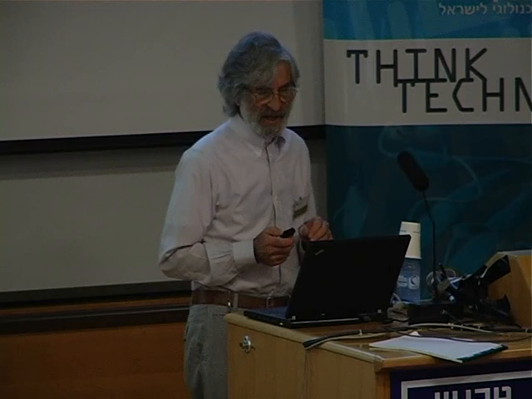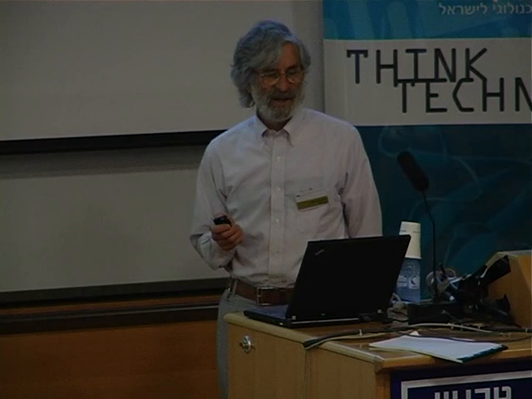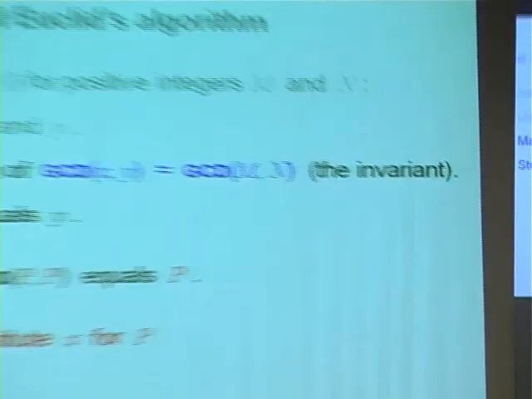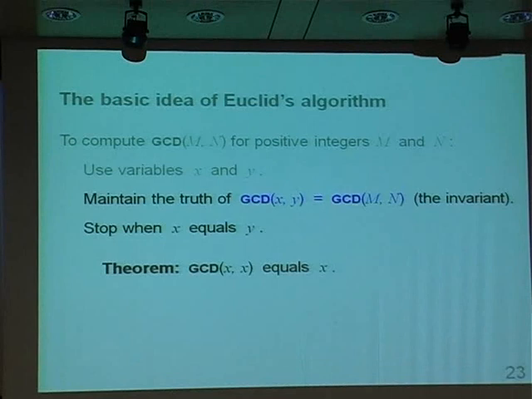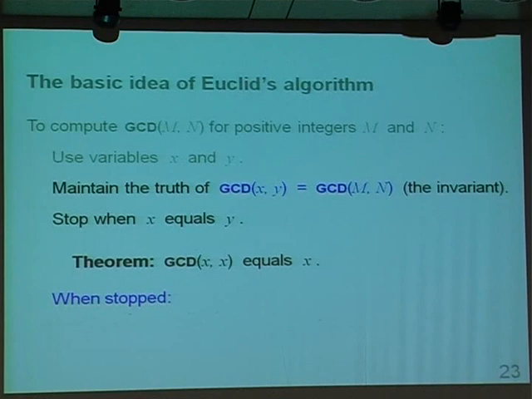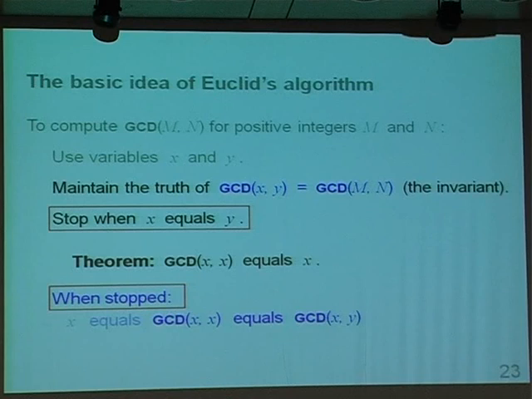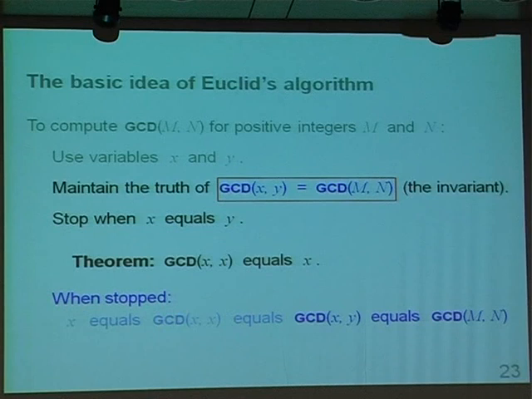And we're then going to stop when X equals Y. Now remember the theorem that says that the GCD of P and P equals P. Well, we can substitute X for P. It's a nice thing about mathematics, you substitute. GCD of X and X equals X. So when the algorithm is stopped, X equals the GCD of X and X by the theorem. And when stopped, X is equal to Y, therefore the GCD of X and X equals the GCD of X and Y. And by the invariant, that's going to equal the GCD of M and N.